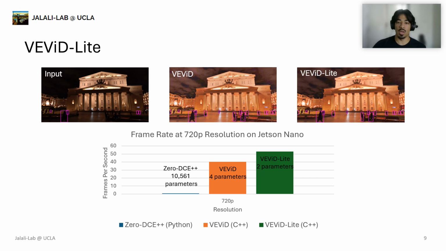Here we also compare the achieved frame rate of low-light enhancement by 0DCE, Vivid, and Vivid Light. We can notice that Vivid Light reduces the number of tunable parameters from 4 in the full Vivid algorithm to 2. Unlike the neural network approach, Vivid's parameters do not need training, and an optimized choice of parameters works well for a wide variety of images.